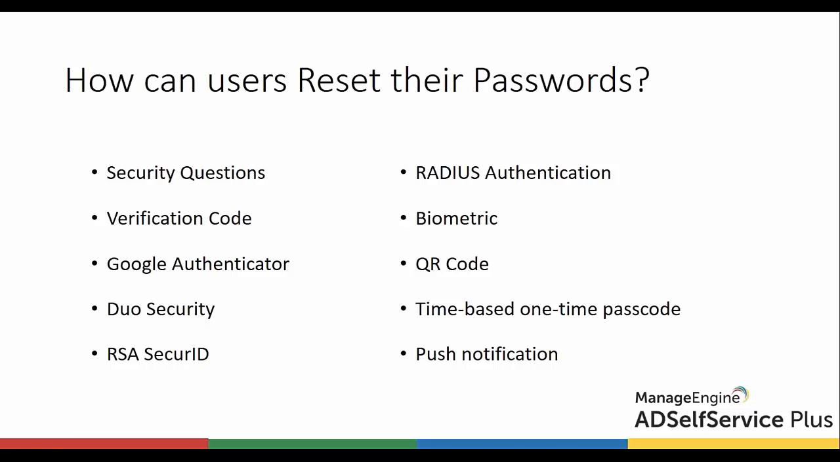Biometric, QR code, time-based one-time passcode, and push notification. These literally came out 10 days ago. These are very new, these 4. However, the other 6 have been there for quite a while. So these are the 10 ways right now. I'm sure there will be more in the future. End users can authenticate themselves and reset their password or unlock their accounts.